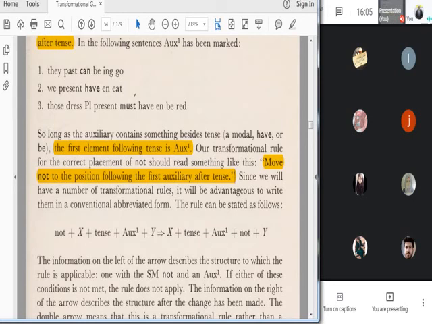When do we move not to the position following the first auxiliary? In the case of surface structure or deep structure? The surface, of course. It's easy to see. Thanks a lot.